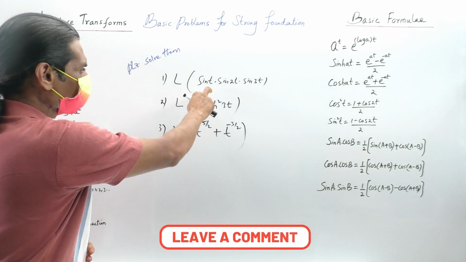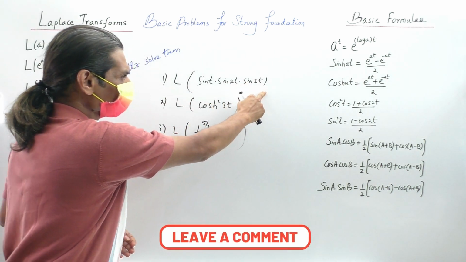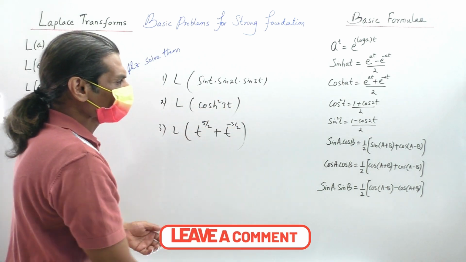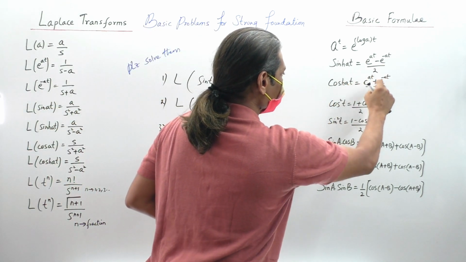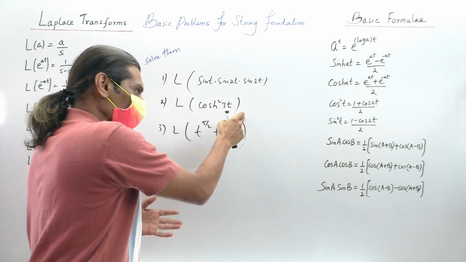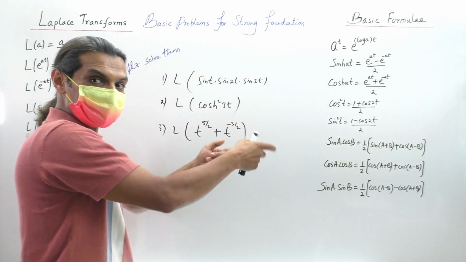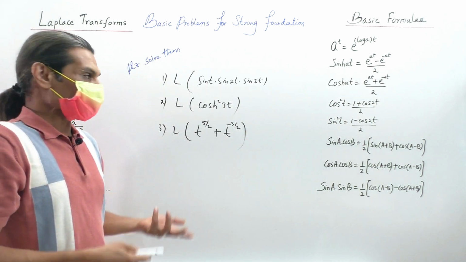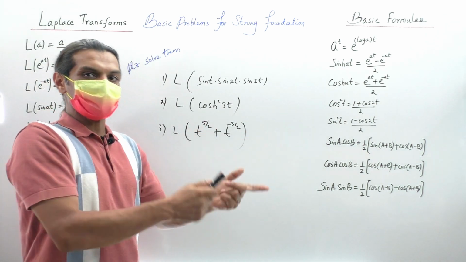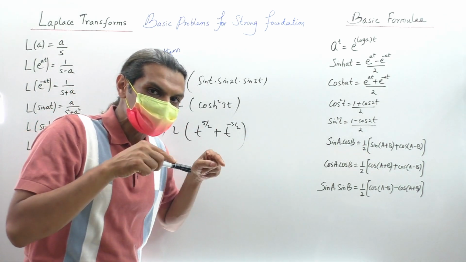See, first is Laplace of sin t into sin 2t into sin 3t, then cos square hyperbolic 3t. I give a hint here. Use the formula cos hyperbolic at is e raised to at plus e raised to minus at, divided by 2. Bring it to that form and square it, and then bring it to standard form and get the answer. And this is, as usual, the gamma function problem. I hope you practice this, and whatever answer you get, please post it in the comments below.